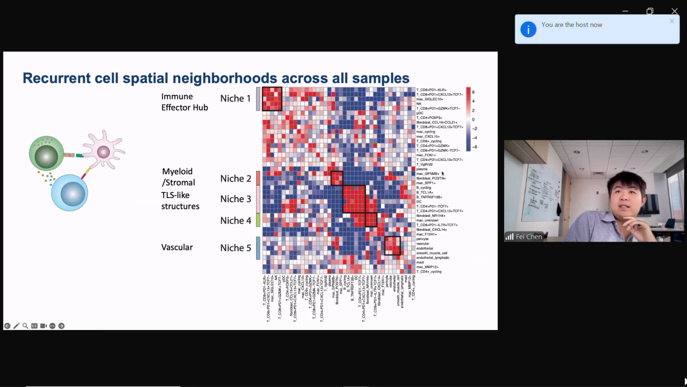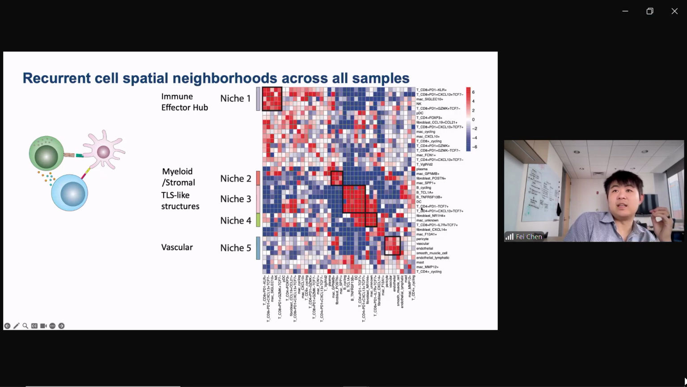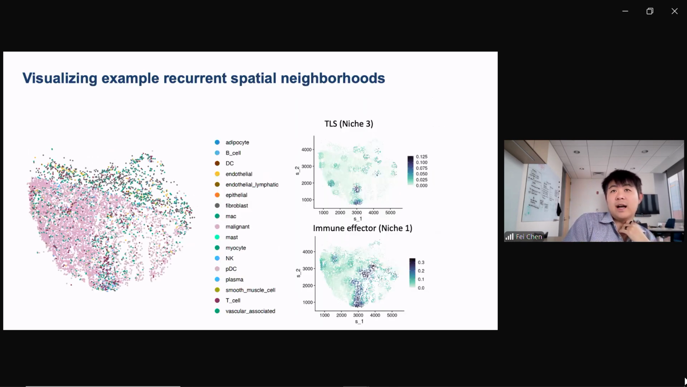There's this interesting myeloid/stromal niche, which I'll talk about in a bit. There's something that looks like a TLS, a tertiary lymphoid structure, with CD4 T cells, dendritic cells, and B cells in there. So some unknown niches of immune cell populations, some vaster niches. Basically, across all of these samples, these are constantly reoccurring structures, and you can visualize them. Here in this sample, the immune effector hub infiltrates into the tumor, while at the same time, there are some tertiary lymphoid-like structures at the boundaries, and also over here.